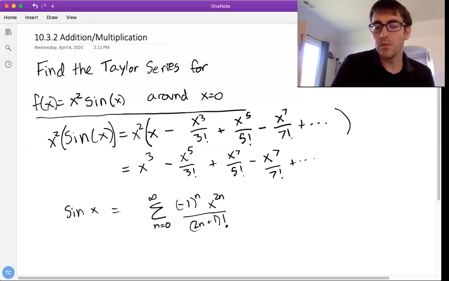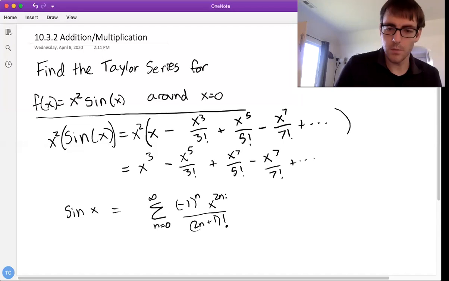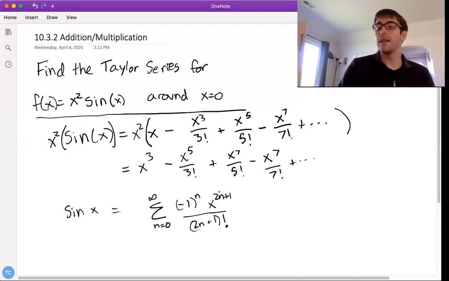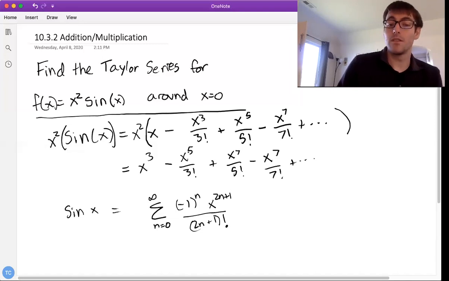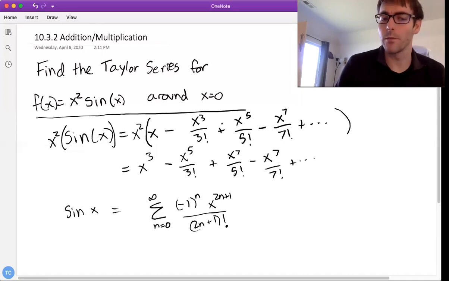Okay, and we can check this. We can plug in n equals 0 and make sure that this sounds right. N equals 0 makes the sign positive, and x to the 2n plus 1 gives x to the 1, over 1 factorial, which is 1. So our first term is x. Plug in n equals 1. We should see that our second term is negative x cubed over 3 factorial. So good, this agrees with what we wrote before.